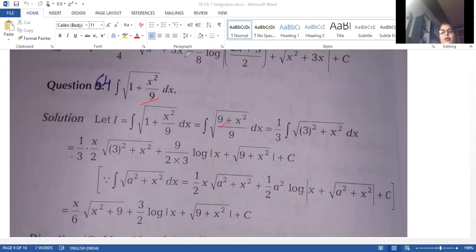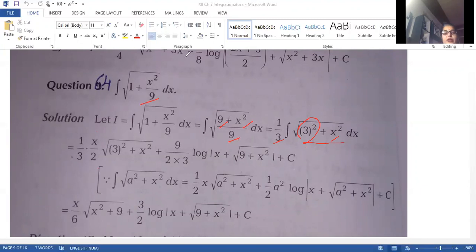LCM when we will take, we will have 9 plus x square upon 9. Now this root 9 can be taken outside as 3. Clear? We will get 9 plus x square, which can be written as 3 square plus x square. Now you are getting the formula of x square plus a square. The formula is again the same, x upon 2. 1 by 3 will remain outside. You can take 1 by 3 common also, but they have taken 1 by 3 like this only.